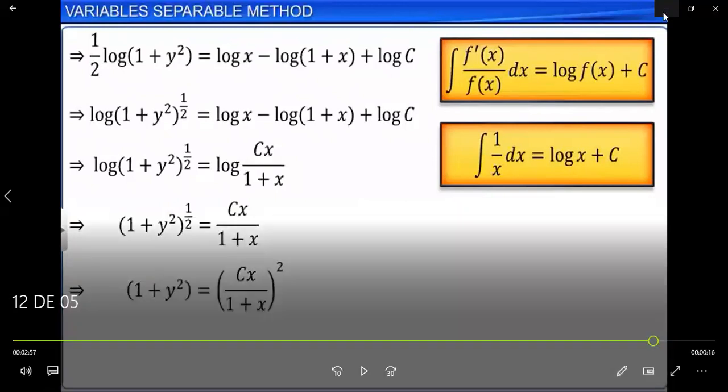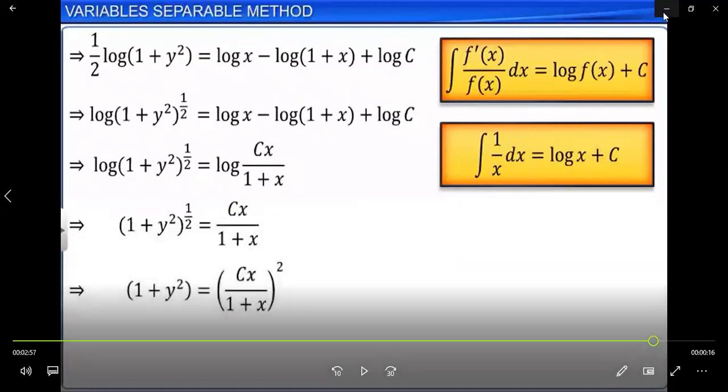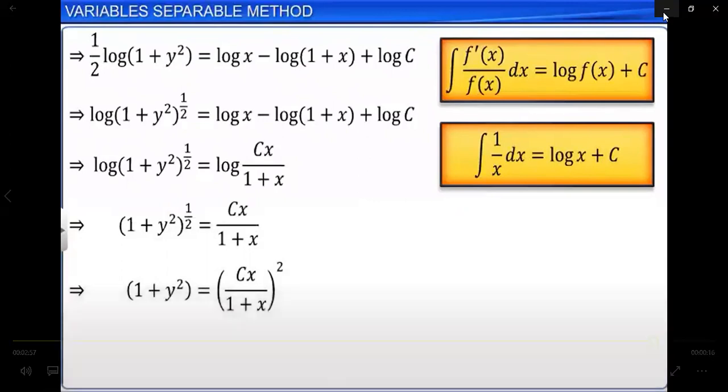Further, after cancelling out log, what we are getting over here, that is 1 plus y squared to the power 1 by 2 is equals to cx upon 1 plus x. So if squaring on both sides, we'll get this equation. This is the final equation that we got. That is 1 plus y square is equals to cx upon 1 plus x whole square.